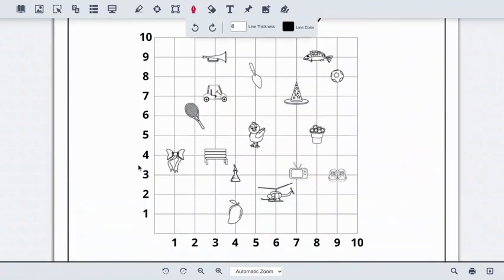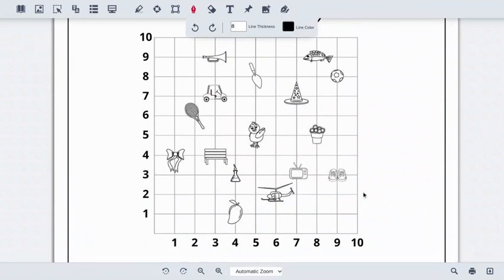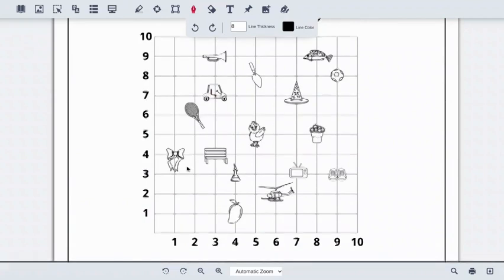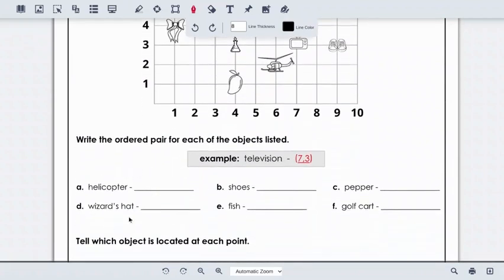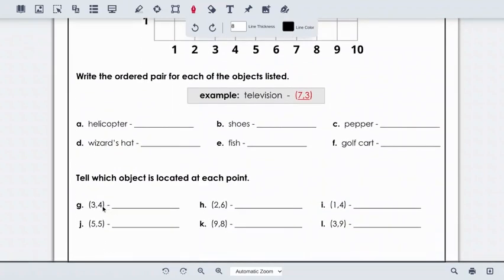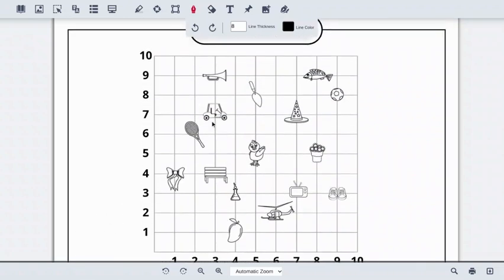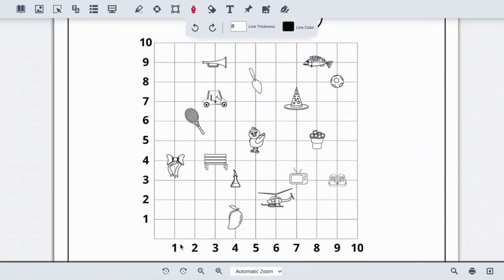Last page, another coordinate grid with icons on it. You need to either tell me the coordinate of the icon, or you need to go to the coordinate it tells you, and write the icon. So I'll do 2 of these for you. Helicopter. Find the picture of the helicopter. There it is. And tell me the coordinate.